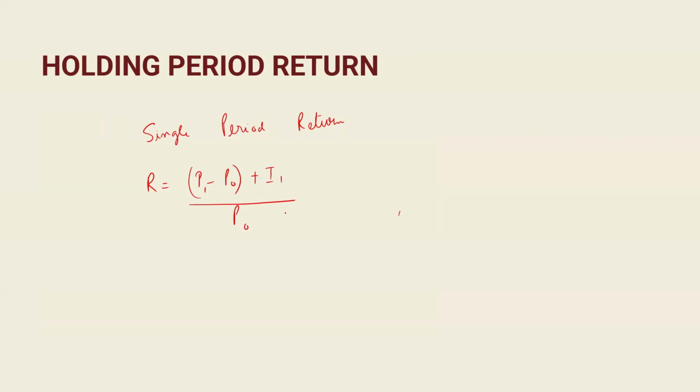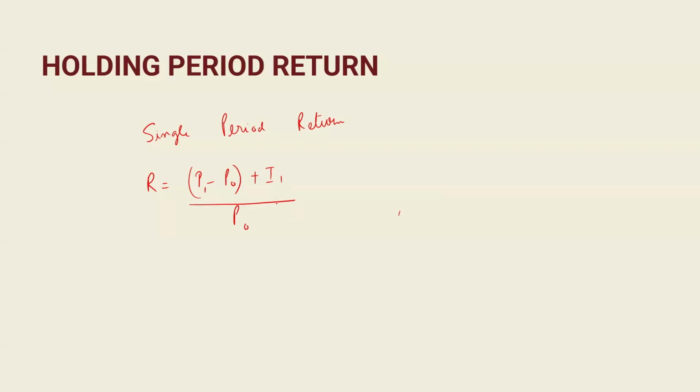is the ending price. P naught is the beginning price. And I1 can be any kind of income which is received during the period. For the sake of simplicity, we generally assume that this I1 is received at the end of the period, although practically this may not necessarily be true. So basically we are ignoring the time value of money here, because you see, there is no future value, present value, compounding, discounting as such in this formula, right?